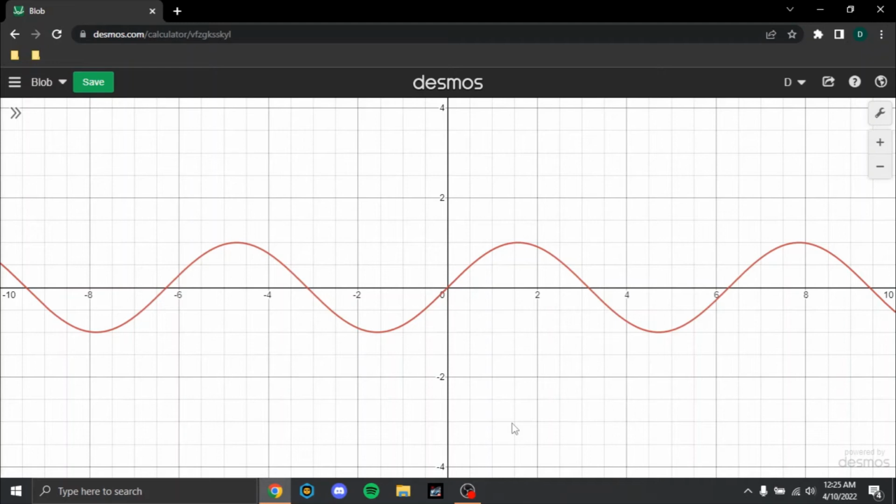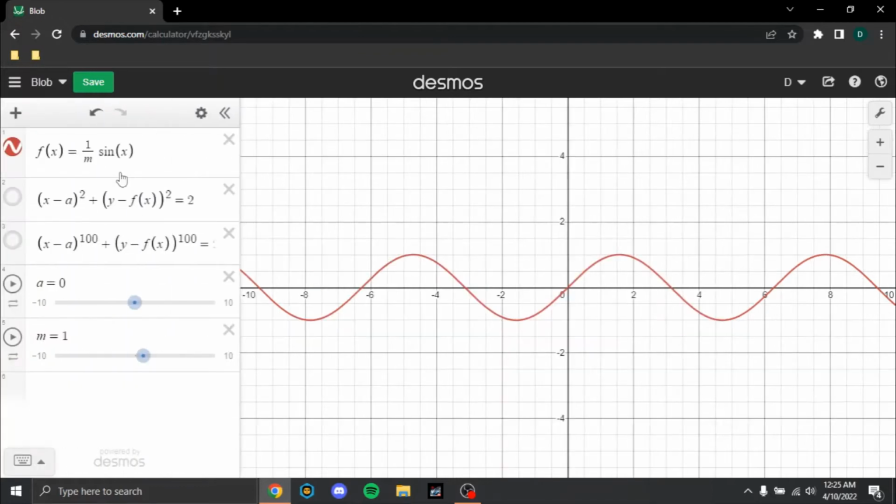Hey everybody, today I'm going to be doing a video pretty much exclusively on Desmos, so you won't see my face today. But I just wanted to show this really cool thing I found a few months ago that I've wanted to make a video about for a while, so I'm going to share it today. So here I have this typical sine curve, just sine of x, and you can see here it's 1 over m times sine of x, where m is just equal to 1 for now. We're going to mess with that a little bit later.